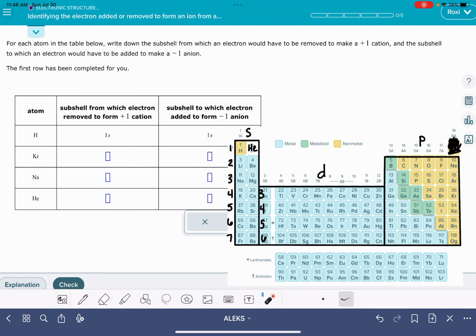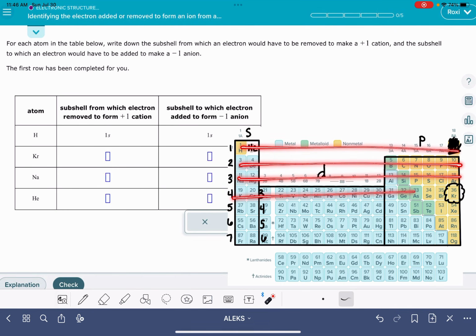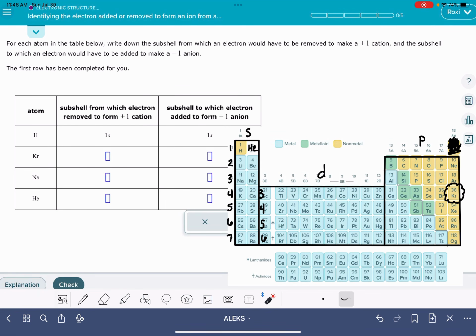So this problem is asking us to identify the subshell or the orbital of where an electron would be removed or added if that atom was going to be ionized. Let's just start with krypton. We're going to locate that element on the periodic table right there. We could start by writing out the electron configuration for krypton, although I don't think that it's completely necessary to write it all the way out.